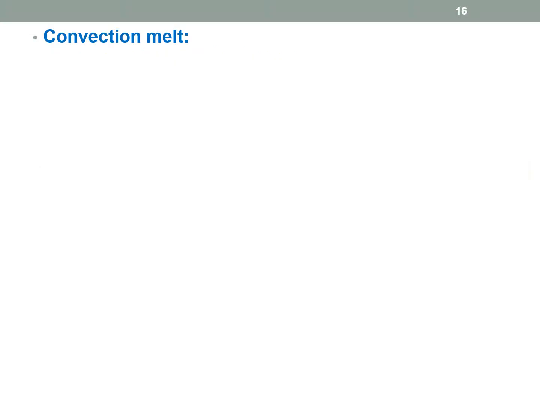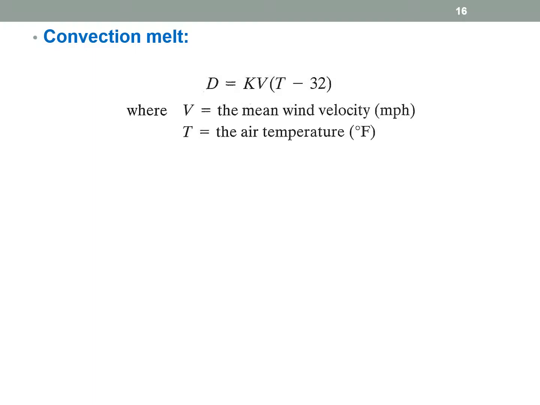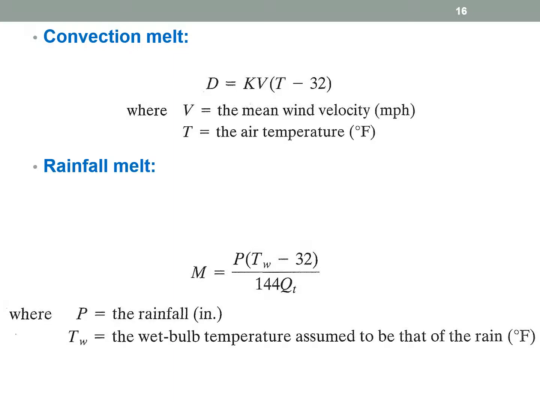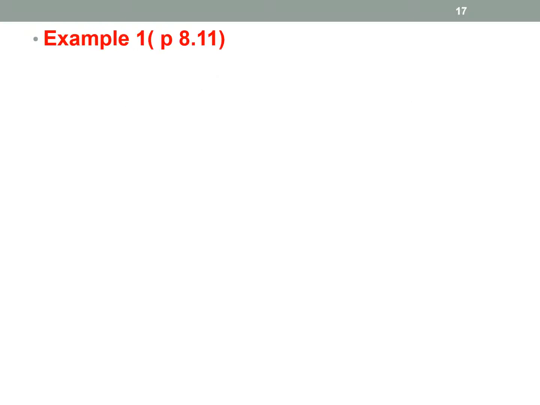Convection melt: D equals K times V times (T minus 32), where V is the mean wind velocity in miles per hour and T is the temperature in Fahrenheit. Rainfall melt: M equals P times (TW minus 32) over 144 QT, where P is the rainfall in inches and TW is the wet bulb temperature, assumed to be that of the rain, in Fahrenheit.